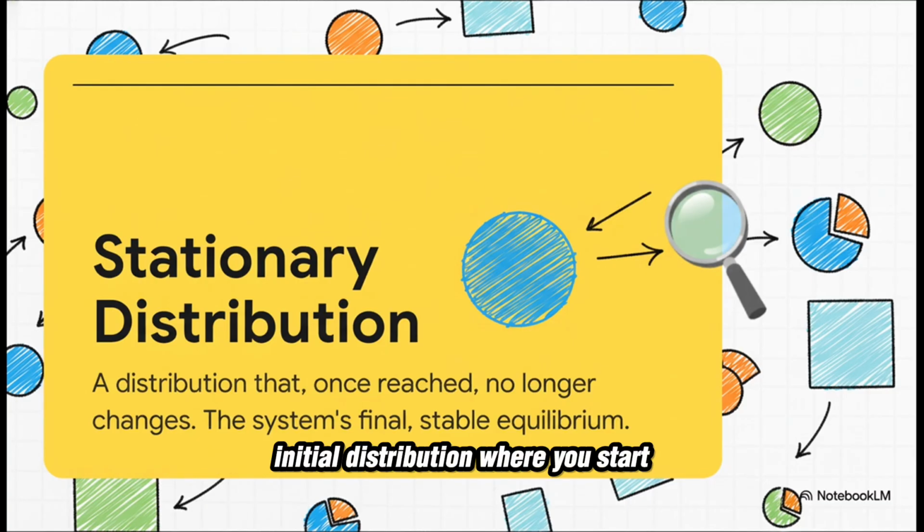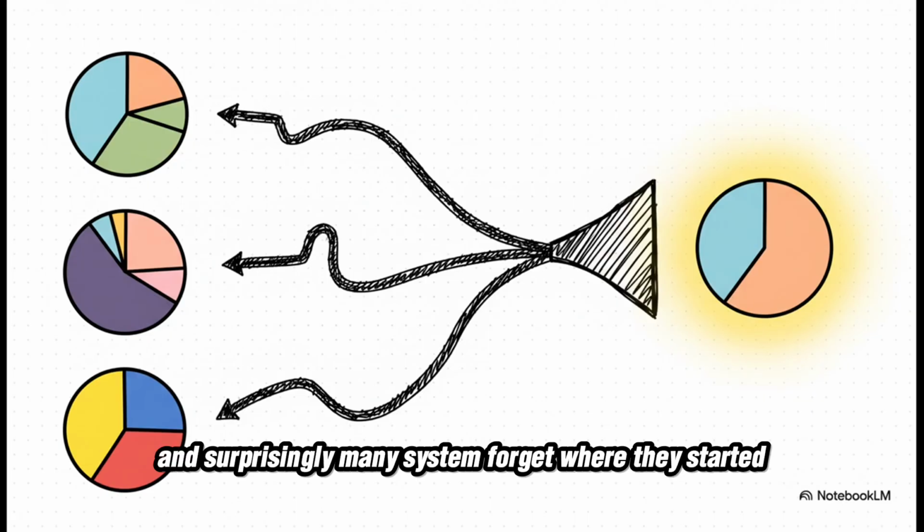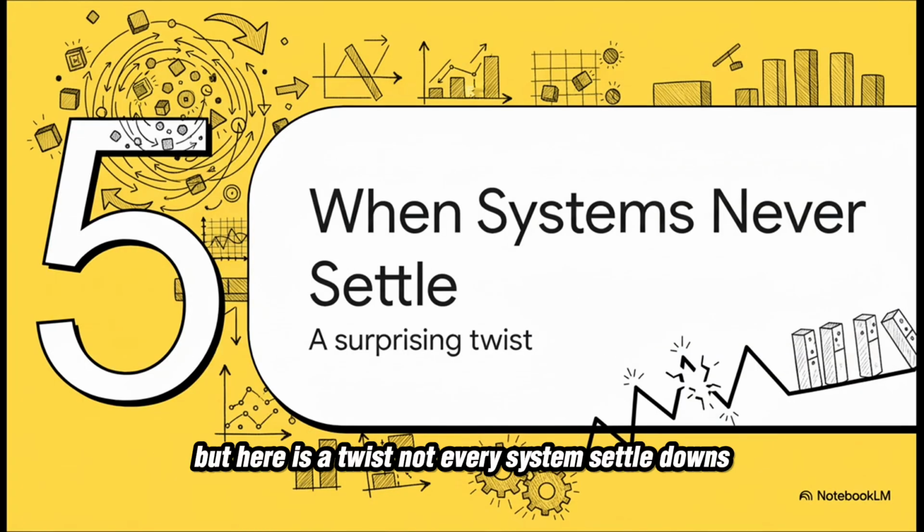Initial distribution, where you start. Stationary distribution, where you end. These are the important insights which you must remember. And surprisingly, many systems forget where they started. But here is the twist. Not every system settles down.